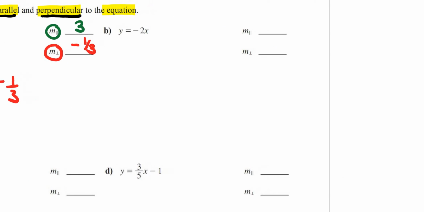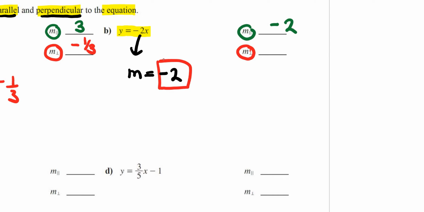Okay, so for question 1b, the equation is now y equals negative 2x, and now the slope that's given to me is m equals negative 2. If I want to find a line that's parallel to that, then it must have the same slope, which will be negative 2. And if I want to find a line that's perpendicular to that line, then I need the negative reciprocal of negative 2. So the negative reciprocal of that is going to be positive 1/2. So this will be 1 over 2.